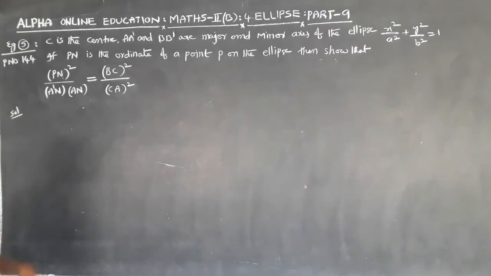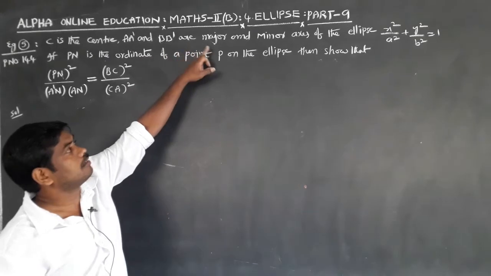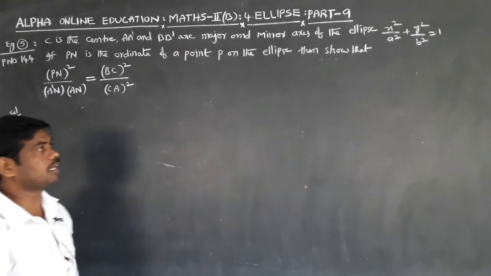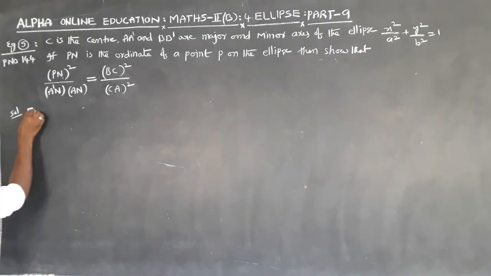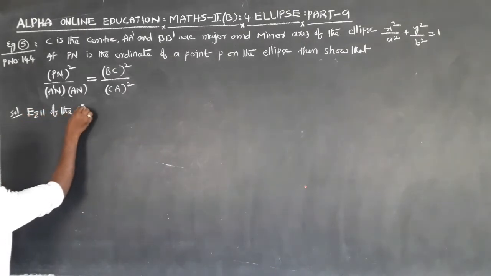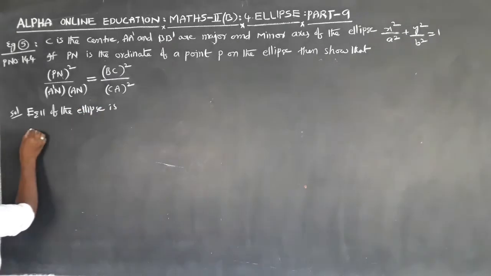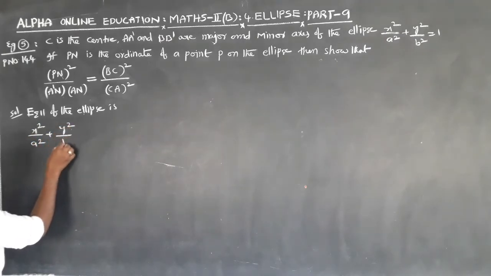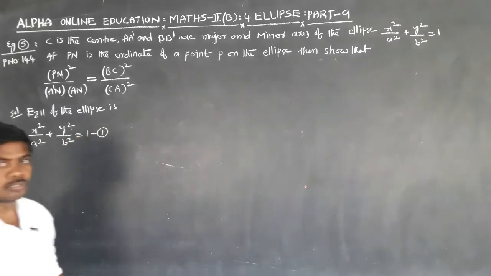Here C is the center, A'A and B'B are the major and minor axes of the ellipse x²/a² + y²/b² = 1. Here the equation of the ellipse is x²/a² + y²/b² = 1.